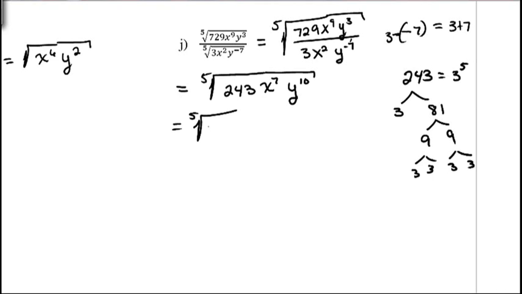So we have the 5th root of 3 to the 5th, x to the 7th, y to the 10th. And the 5th root of 3 to the 5th would be 3. And 5 goes into 7 one time, so we can pull one x out. And 5 goes into 10 two times, so that would be y squared. And the only thing that we couldn't pull out, so we pulled out all 5 of the 3's, and we pulled out all 10 of the y's, but we still had a remainder of 2 for the x's, so we would have x squared left underneath.